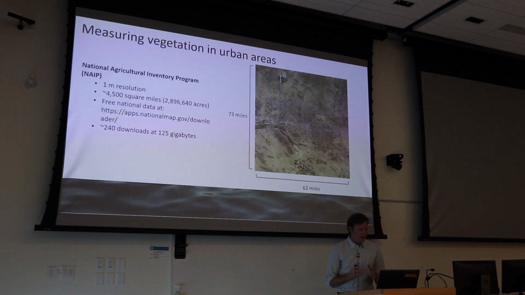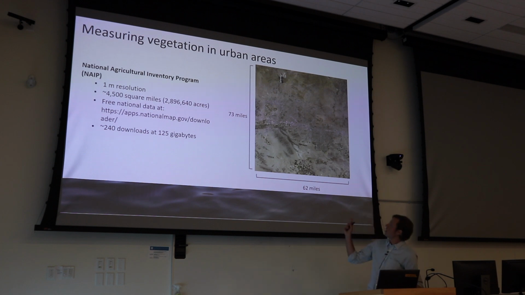So here's how you go out and you can measure vegetation in any urban area. We have access to a publicly available data set called the National Agricultural Inventory Program. I'm putting the URL here where you can get this data. But this is publicly available and for the entire United States. And they collect it every 5 years. So they just released the 2020 data. It's aerial imagery that's captured in airplanes at 1 meter resolution. And the data that they're collecting is called multispectral imagery.